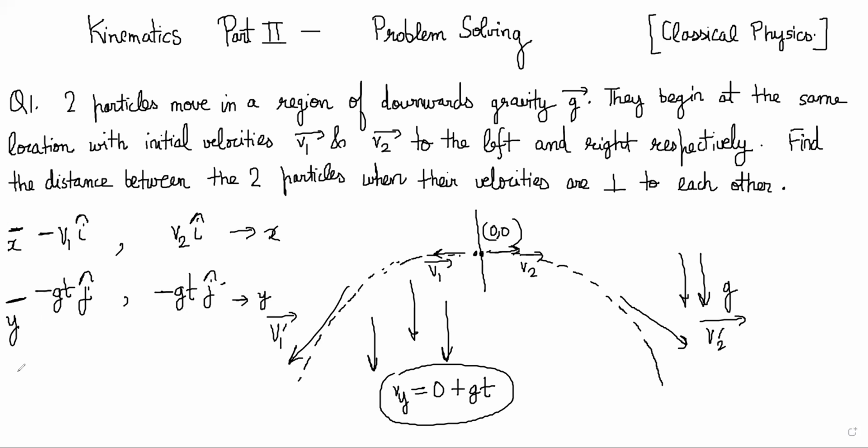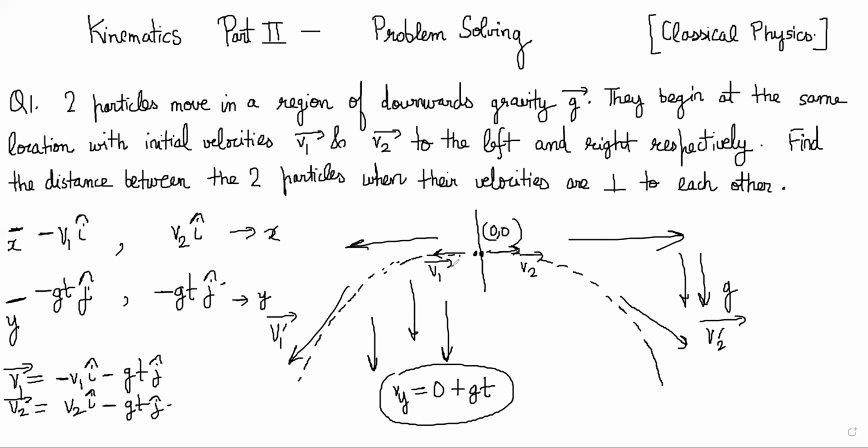So if we write the velocity vector in terms of vector components, we can say the first particle will be minus v1 i cap minus gt j cap, and the second particle will be plus v2 i cap and minus gt j cap, right? Why are we keeping the horizontal components constant? Because there is no force in the horizontal direction on the particles. So there is no acceleration in the particles in this direction or this direction. So the velocities in those directions remain constant, right? So we have to find the time when these two velocities are perpendicular to each other.